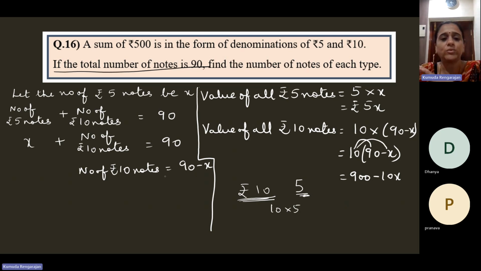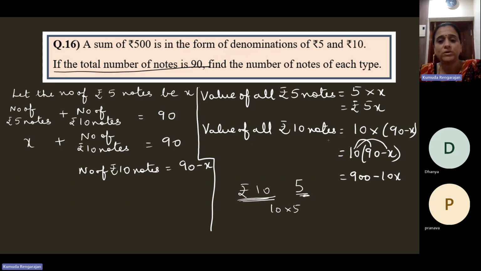Okay, so far what do we have? The number of 5 rupee notes is X and the number of 10 rupee notes is 90 minus X. Now coming to the value. What will be the value of all the 5 rupee notes? To find value, it is denomination into number of notes. So denomination 5, number of notes X. So 5x is the value of all the 5 rupee notes.